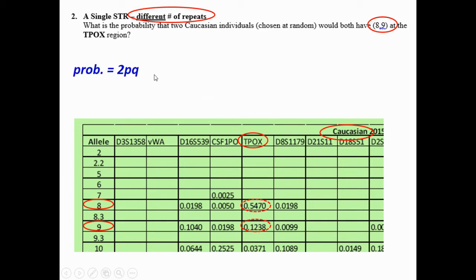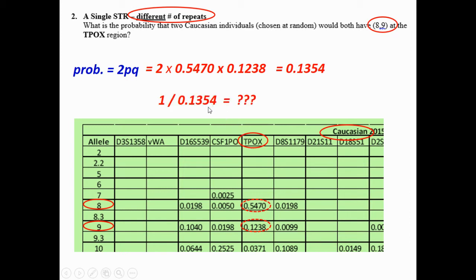The formula is going to be 2PQ. That's the formula we use when there are a different number of repeats, not the p squared formula. So we just plug those numbers in: 2 times 0.5470 times 0.1238. That gives us 0.1354. 1 divided by that probability gives us our final answer. That comes out to 7.4. So we would say there's a 1 in 7 chance that two Caucasian individuals chosen at random would have 8 repeats and 9 repeats on their 2 chromosomes at the TPOX region.